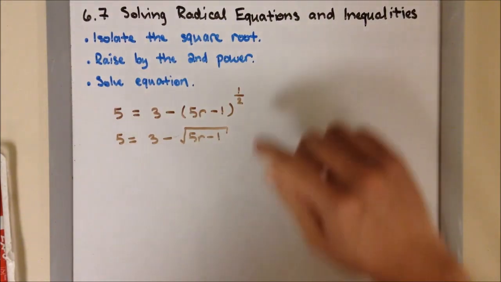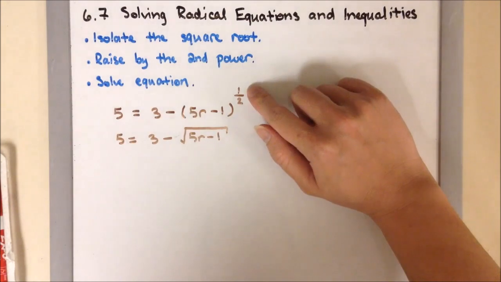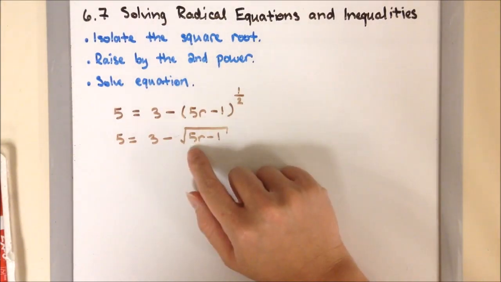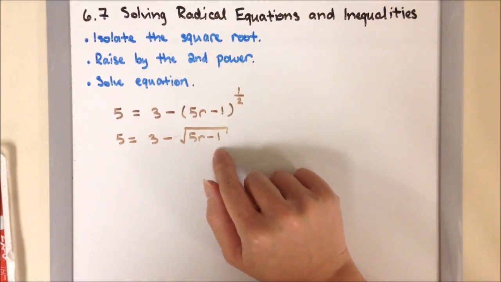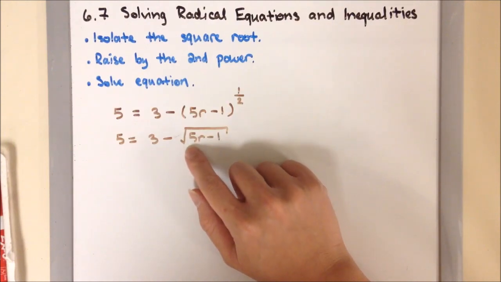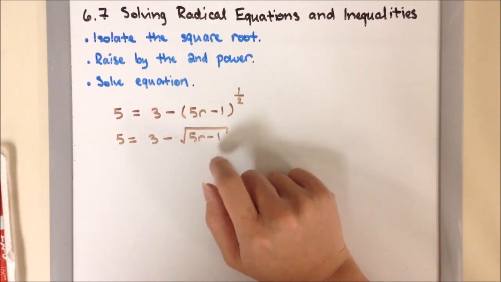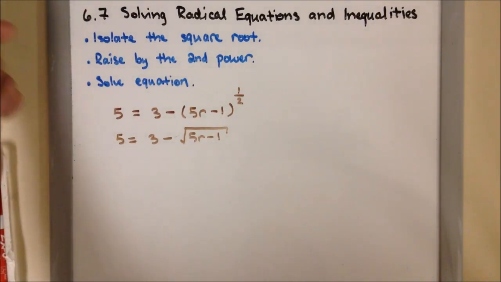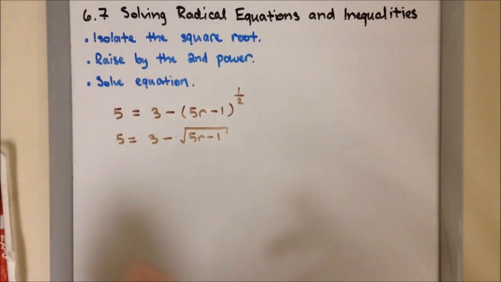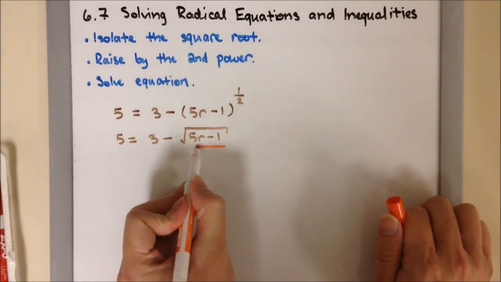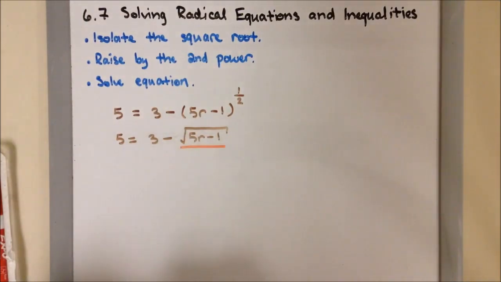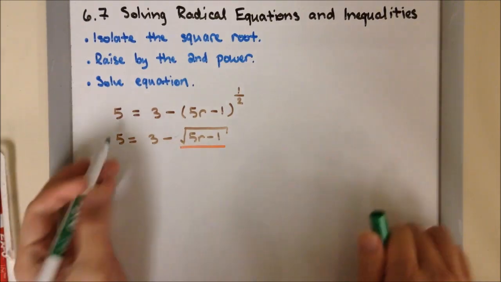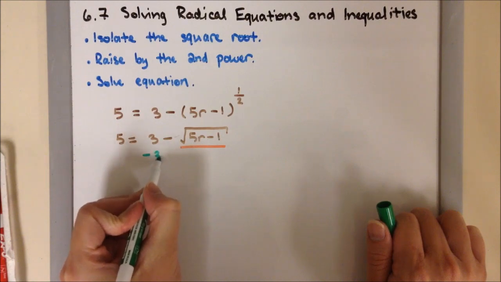I repeat, if the numerator of the rational exponent is 1, you can write the inside, 5r minus 1, without the parentheses when you put it in radical form. Once you finish converting to radical form, you are going to follow these 3 steps. Isolate the square root. Here's my square root. I want to get it by itself on the right side of the equal sign. In order to do so, I need to get rid of this 3. The opposite of positive 3, I'm going to subtract 3 on both sides.